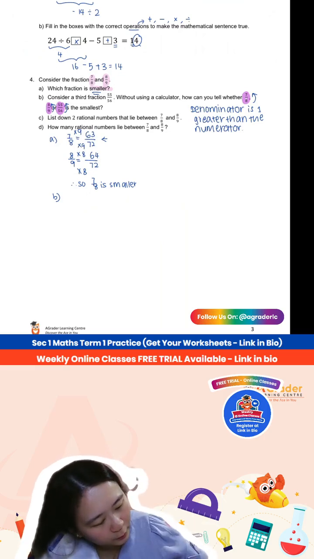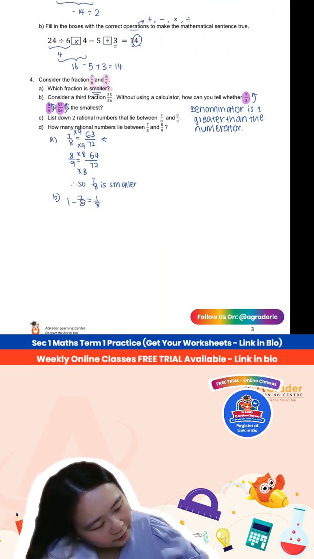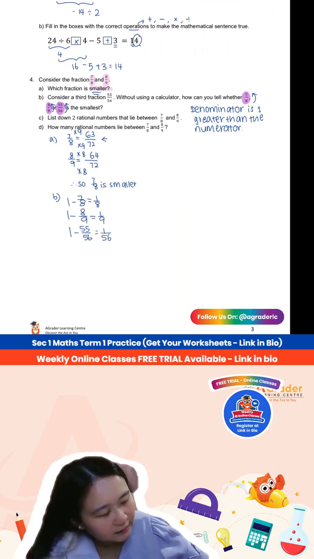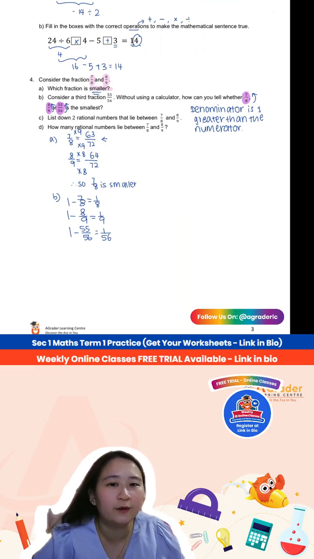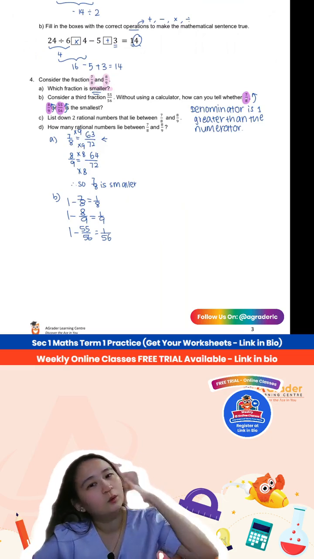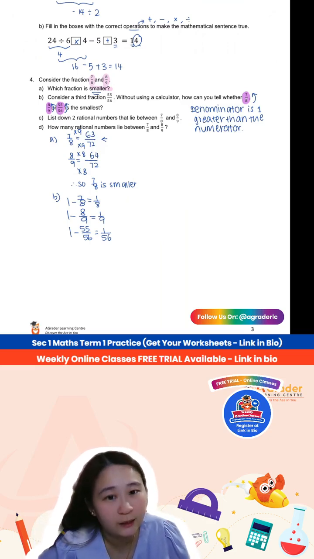So what we can do is we take 1 whole minus 7 out of 8, we have 1 out of 8, 1 whole minus 8 out of 9, we have 1 out of 9, 1 whole minus 55 out of 56, we have 1 over 56. All of them have the same numerator, so we compare the denominator. When we're comparing the denominator, the greater the denominator, the smaller the fraction, and vice versa.